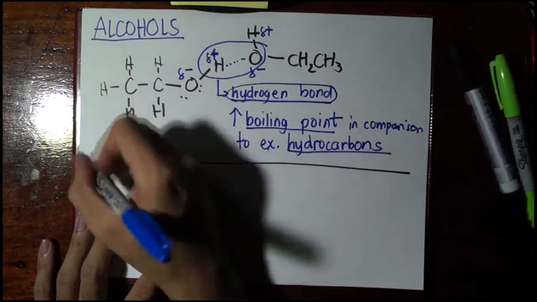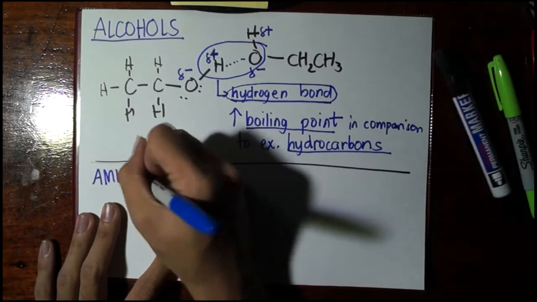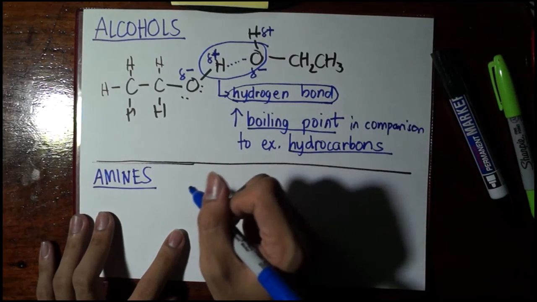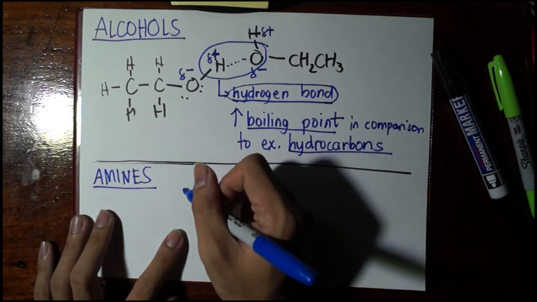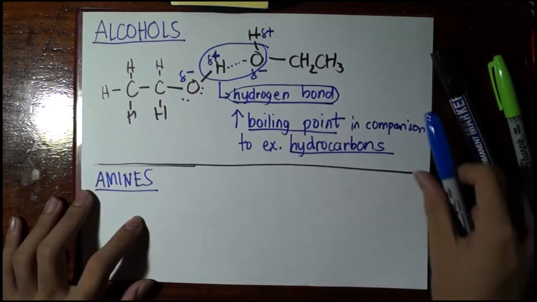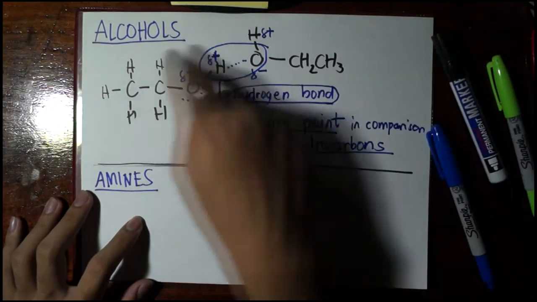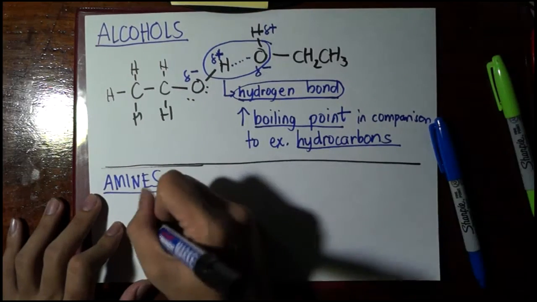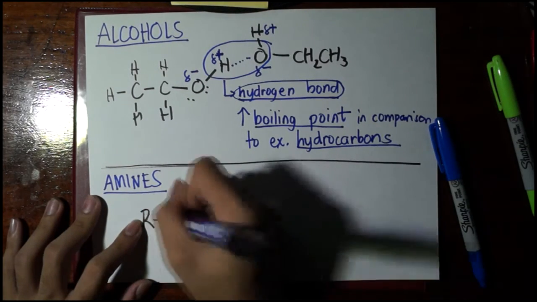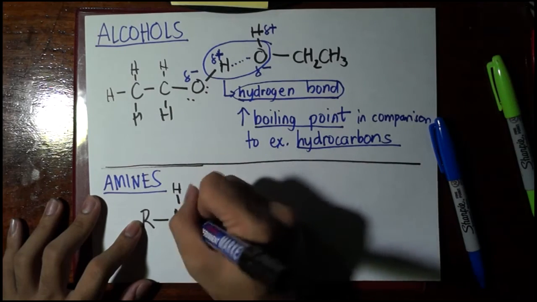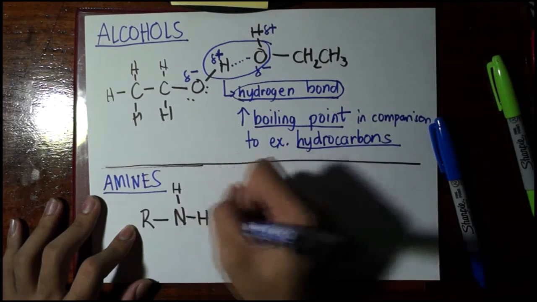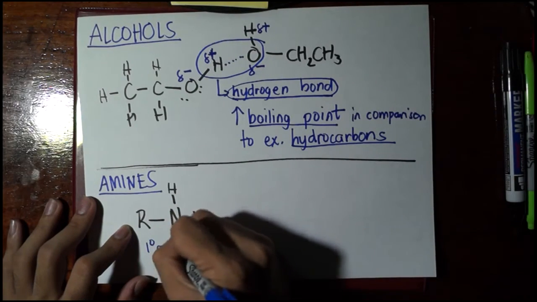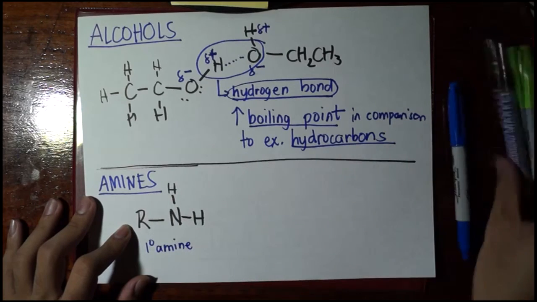Now, let's go to amines. Amines generally don't have specific reactions in organic chemistry that I would like to emphasize. But I would just like to emphasize that if alcohols have this property of hydrogen bonding, amines have a certain property as well. For example, let's have an R here, then an H, then two H's here. So this is a primary amine, simply because the N here is attached to one R group.